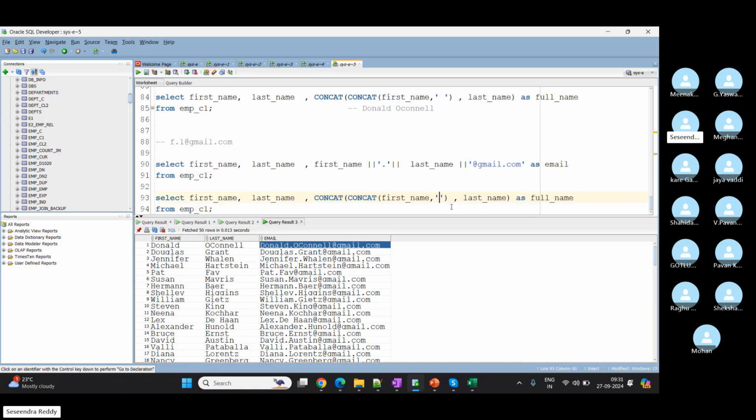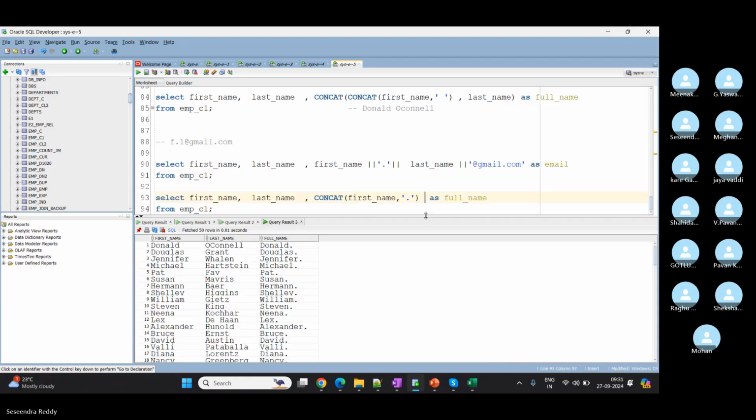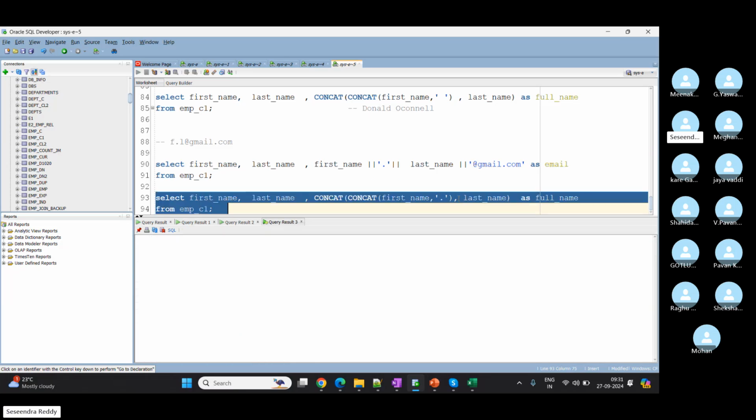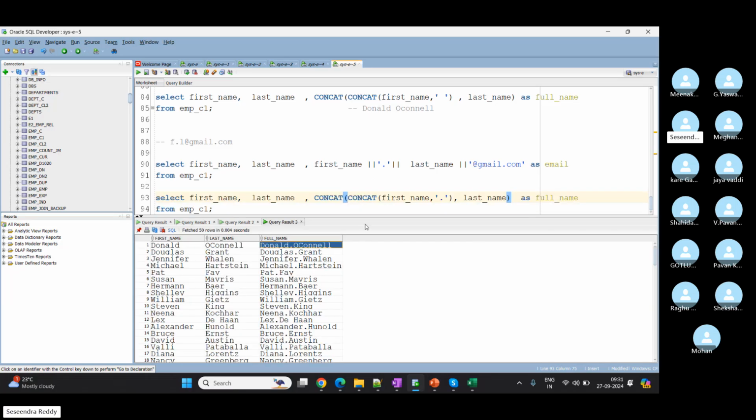Okay, so we'll show you again. So first it will execute concat first name concatenating with dot. So what is the next requirement? We need to concat with last name. So we need to take one more function, concat open bracket, whatever the value result we are getting here, dot, comma, our last name column. So if we run this, we can see Donald dot Kannal.